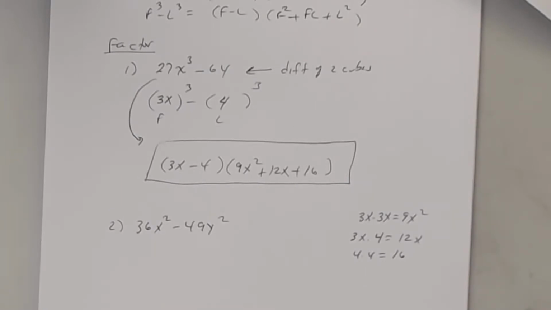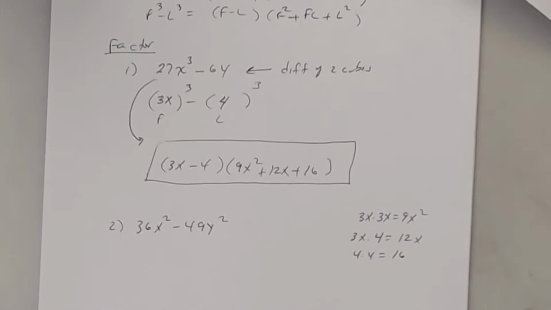GCF. What's a GCF? The GCF is 1, right? So then you notice there how many terms? 2. Subtraction in the middle. So do you think this is going to be the difference of 2 cubes?